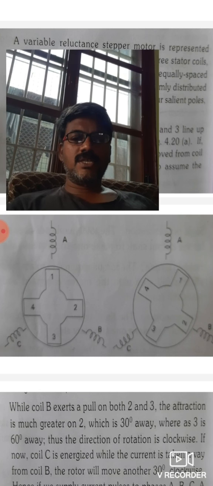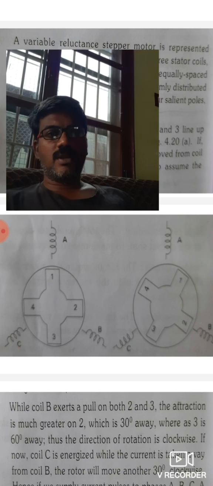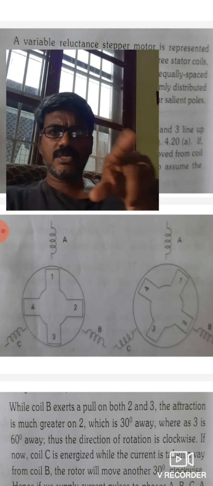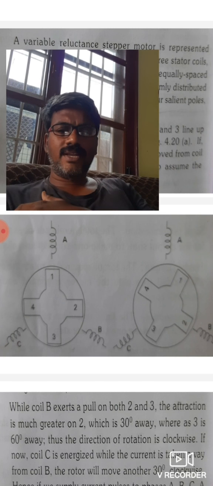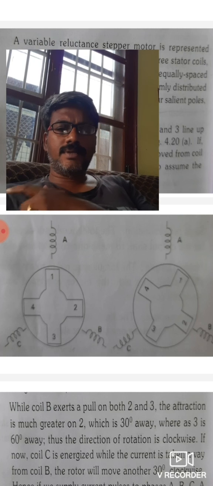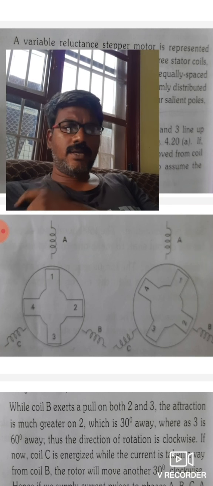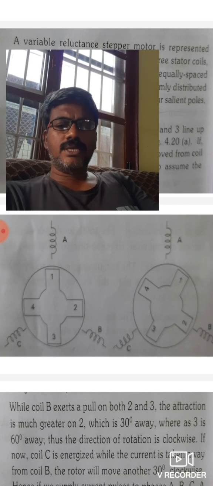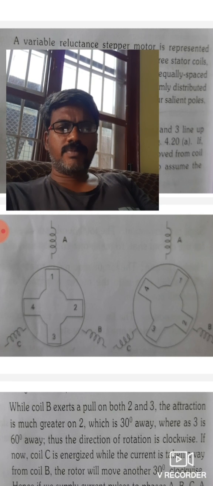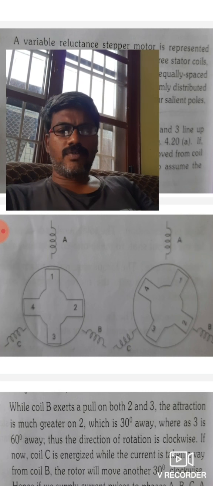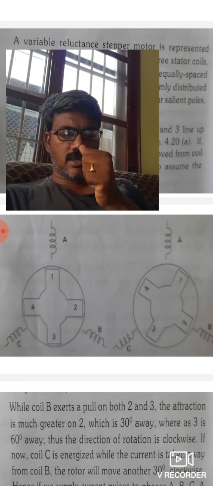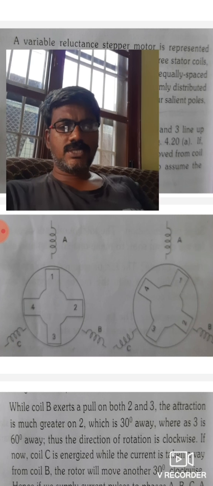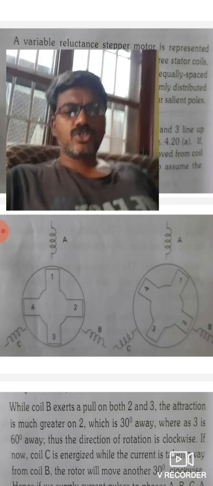That is equally spaced around the circumference. The general circumference is 360 degrees. For each 120 degrees, we placed one winding. So that's why it is equally distributed around the circumference. In the variable reluctance stepper motor diagram, there are three coils, or phases, located 120 degrees apart, equally spaced around the circumference, and it is uniformly distributed winding.